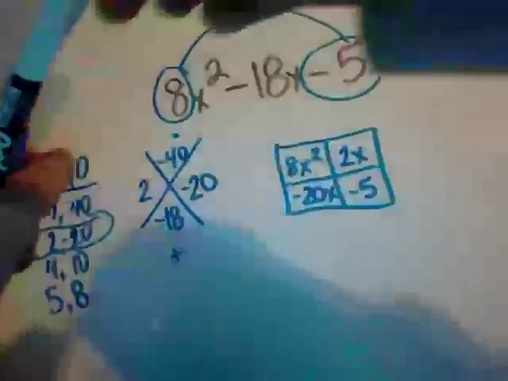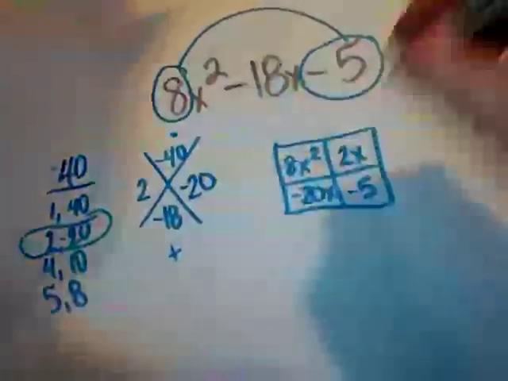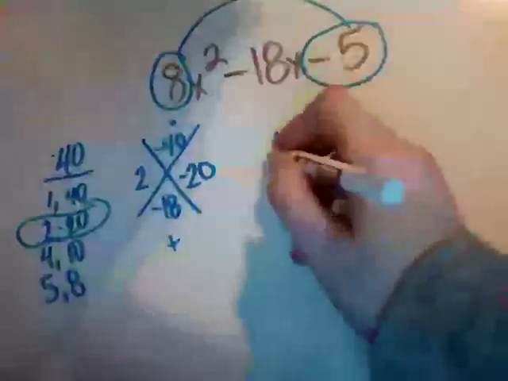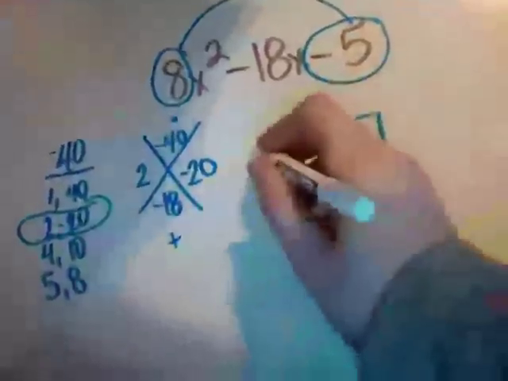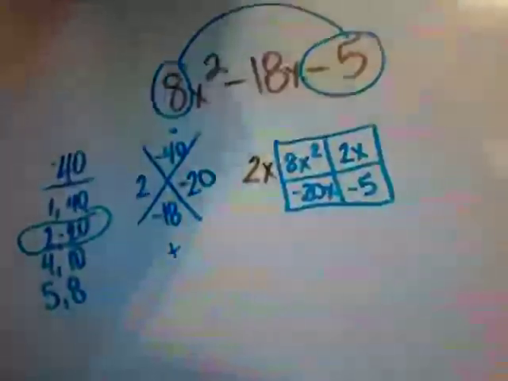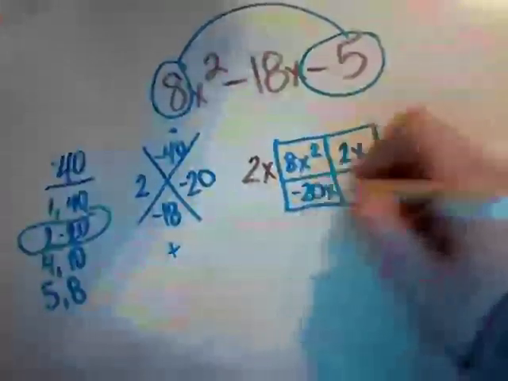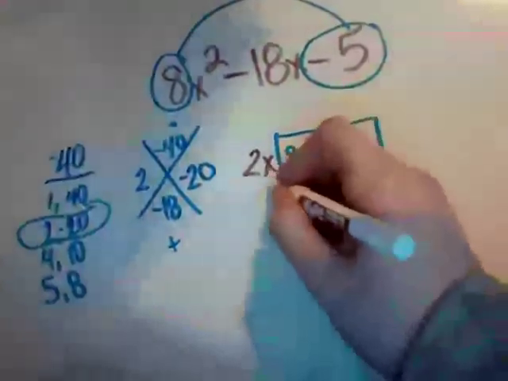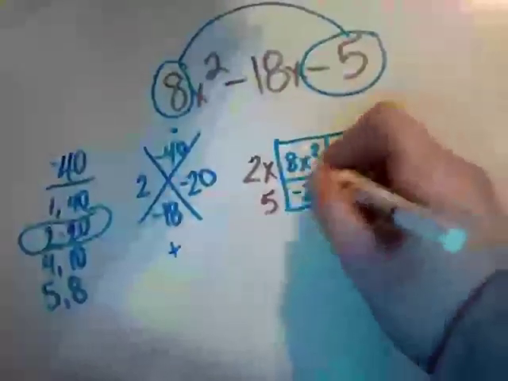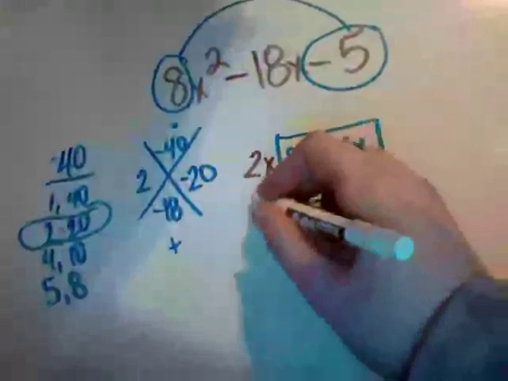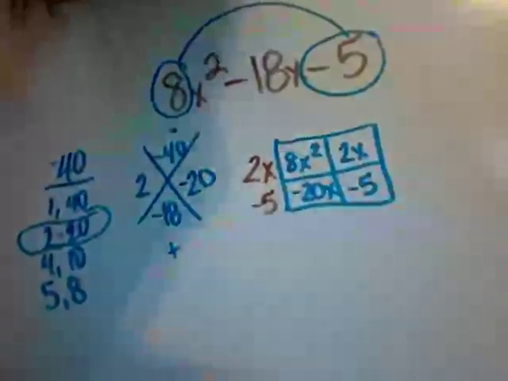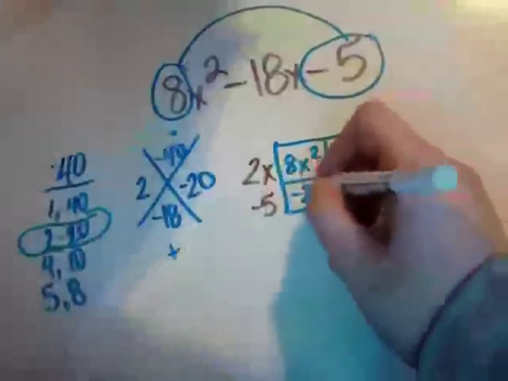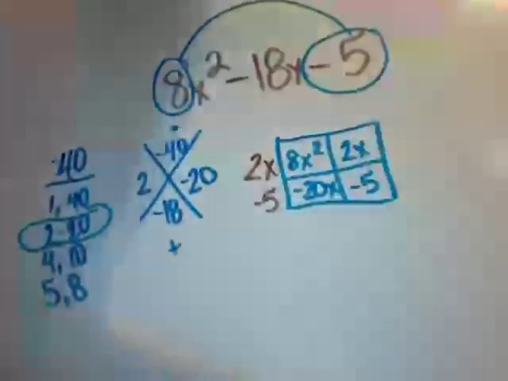Okay, and then we're going to factor each row and each column. So for the top row, 8x squared and 2x, they both have x, and both numbers are divisible by 2. For the bottom row, they do not both have an x, but they are both divisible by 5. Now, since this is a negative 20 in this box, we're going to go ahead and make this 5 a negative 5. Anytime we have a factor on the outside that is touching a negative number on the inside, we go ahead and make that factor negative as well.